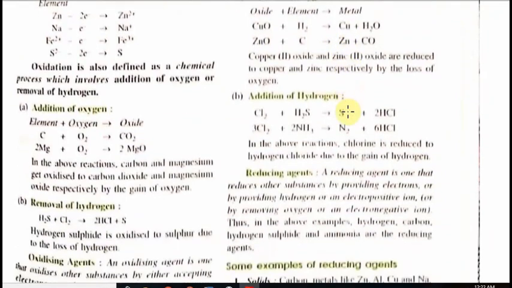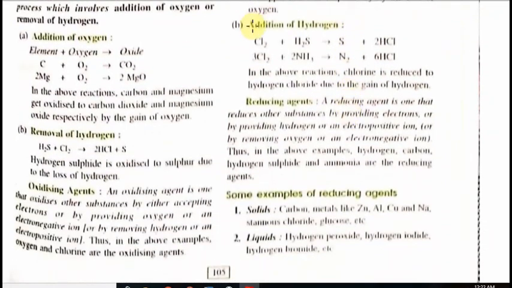Similarly, gain of hydrogen is also reduction. You can see this is chlorine. This gains hydrogen and becomes HCl. So we can see that this process is nothing but reduction.